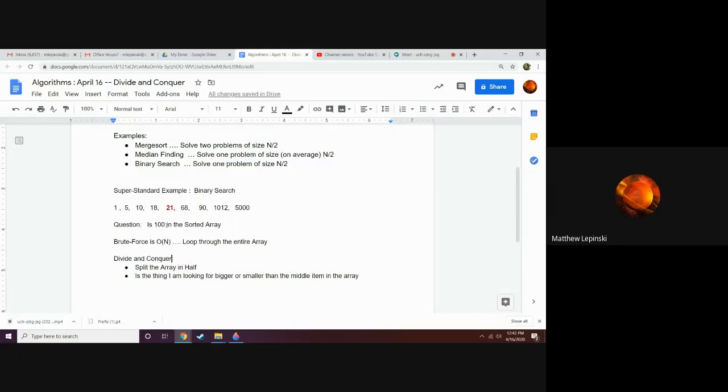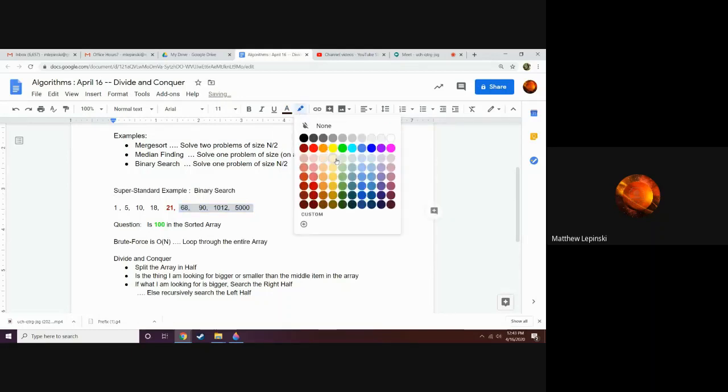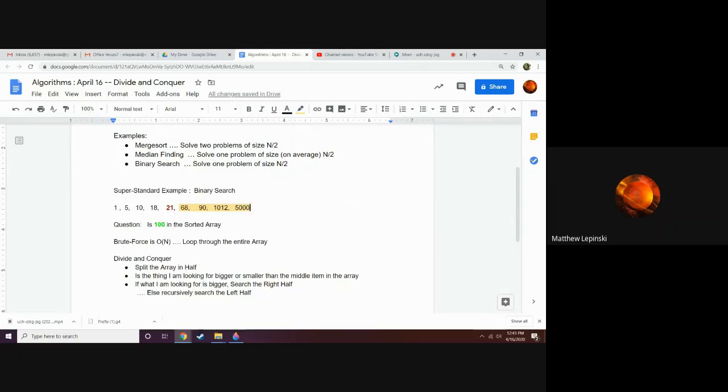So I would take the number that I'm looking for, say 100, and compare it with the middle item in the array. If what I'm looking for is bigger, search the right half. Else recursively search the left half. The number I'm looking for is bigger, because 100 is larger than 21, so I would search the right side. And I would just keep recursively splitting the list in half, splitting the list in half, splitting the list in half.